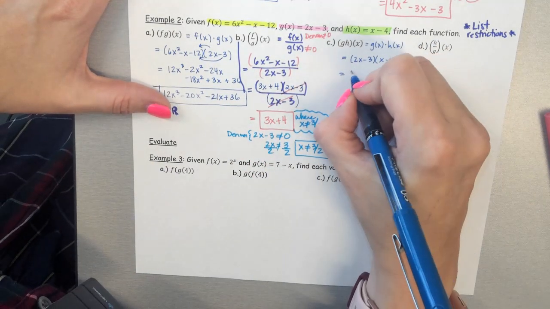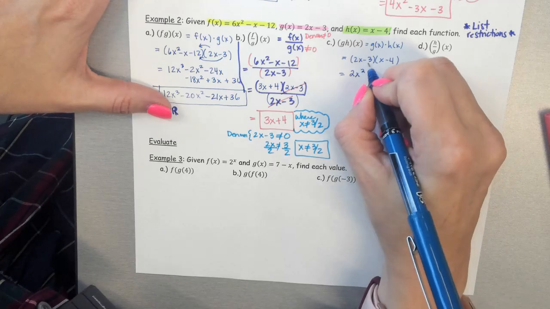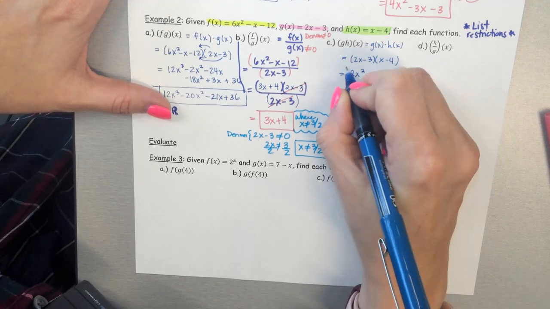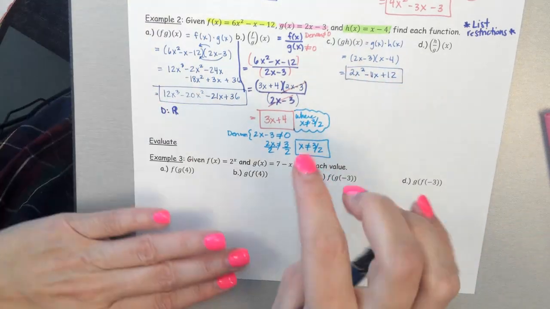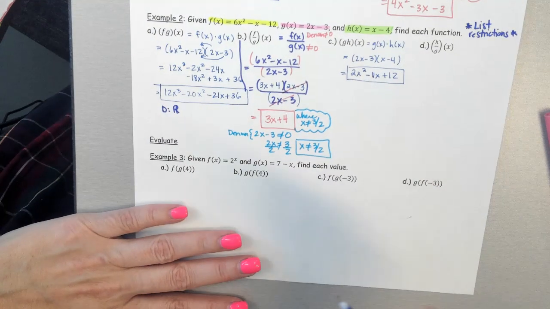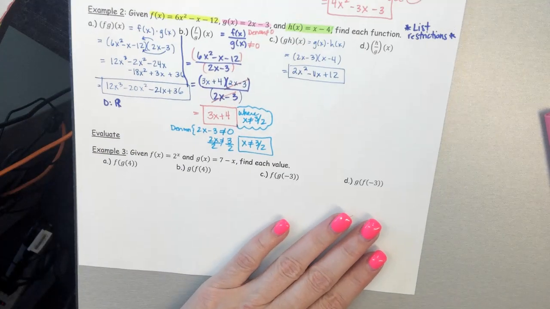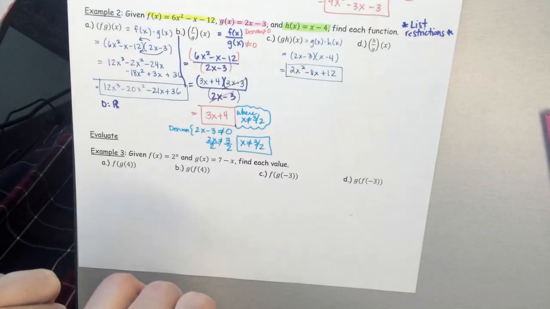Okay, and then you guys can check to make sure that you FOILed correctly. Negative 3 and negative 8 is negative 11x. Okay, and again, your domain here is all real numbers, so there's going to be no restriction. Okay, for the last one, there is going to be a restriction.